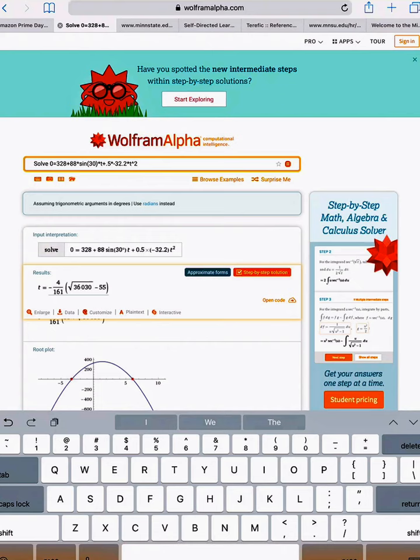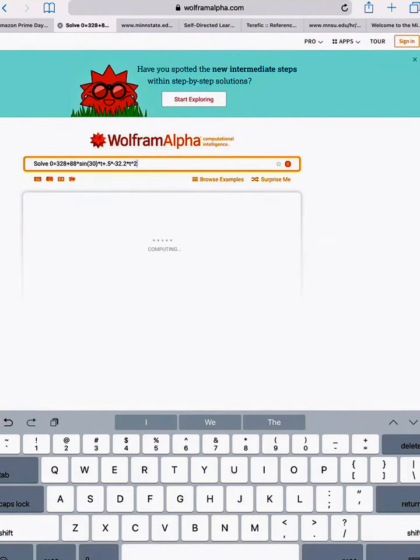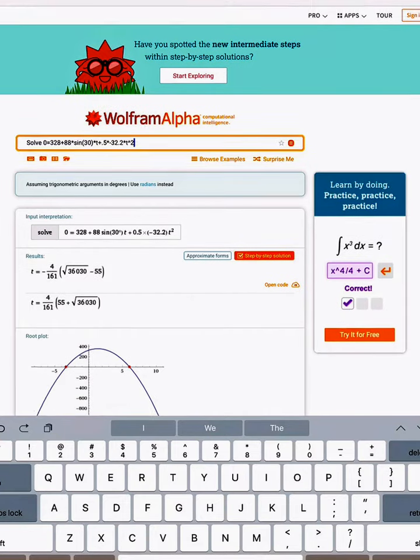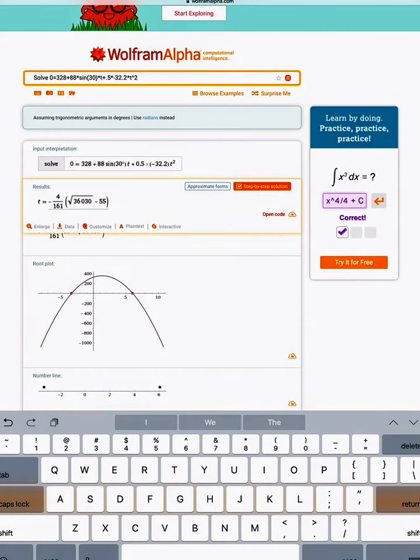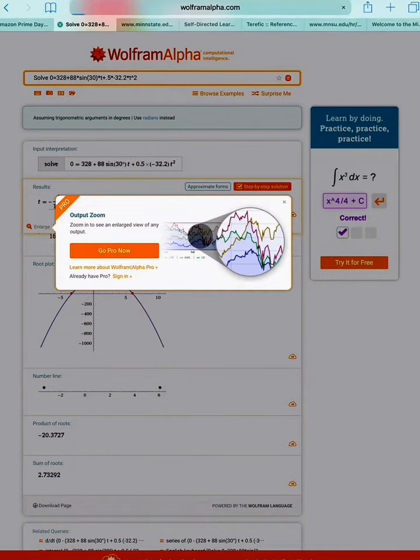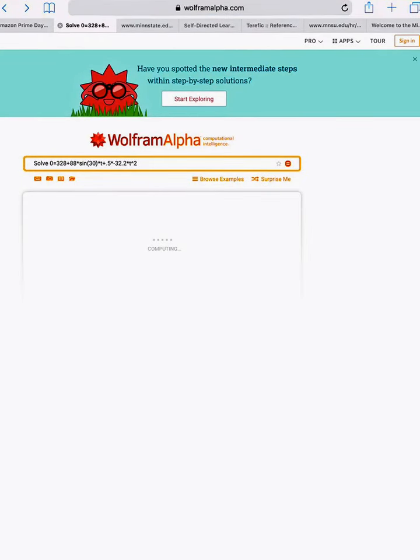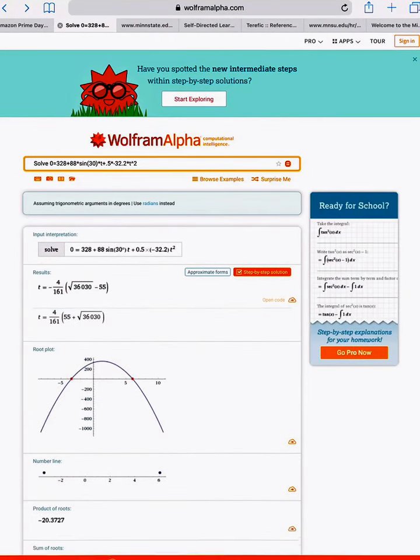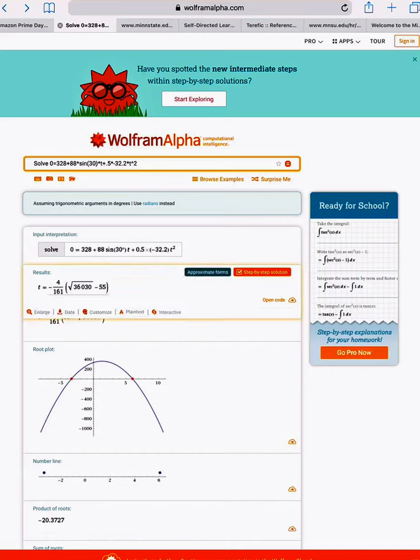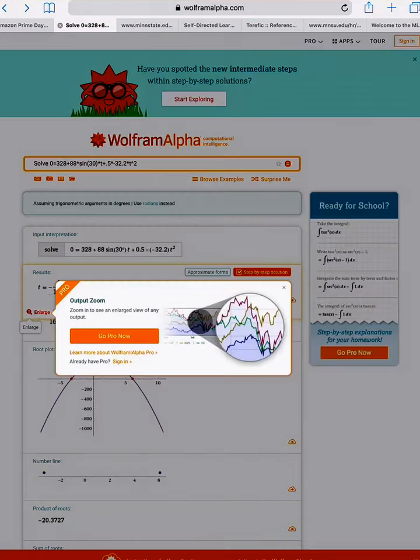I want this in the approximate form. I need to hit solve again, and I get two different answers. Why is it not giving me my approximates? Go back. This is the exact form with radicals and so on. I did this just a few minutes ago, and now it's fighting me.